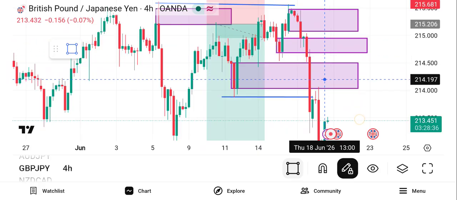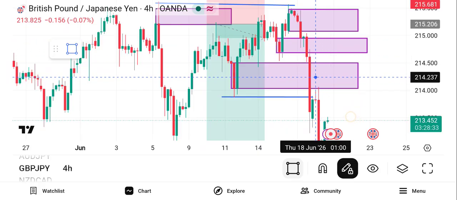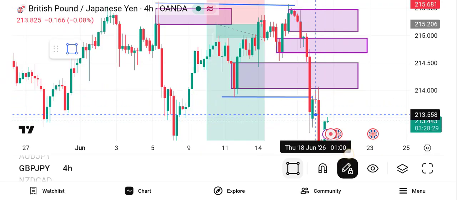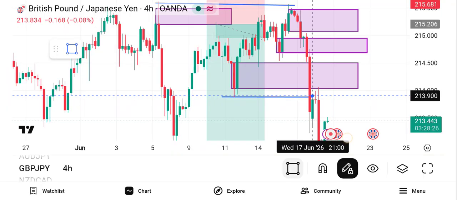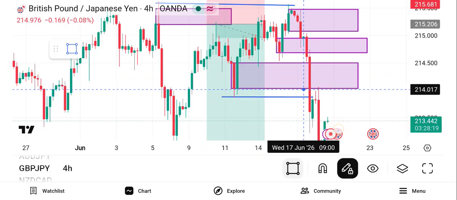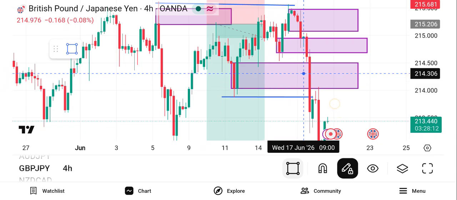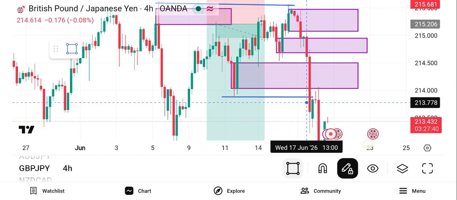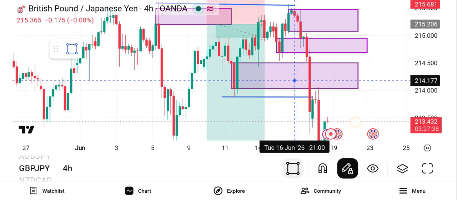Now rule number 4 says the point of interest to be used has to be unmitigated. That means when the market is creating your inducement, when the market is having this pullback, the market is giving you your liquidity, the market is pulling up, you should not touch any point of interest that you want to use. If you touch the point of interest that you want to use, that means that point of interest has been mitigated. So you have to look for another point of interest.